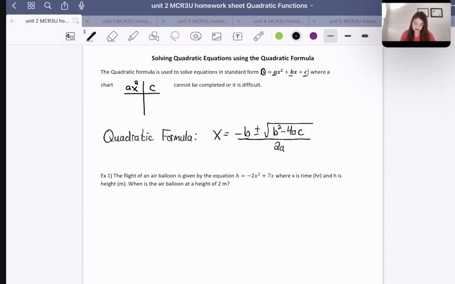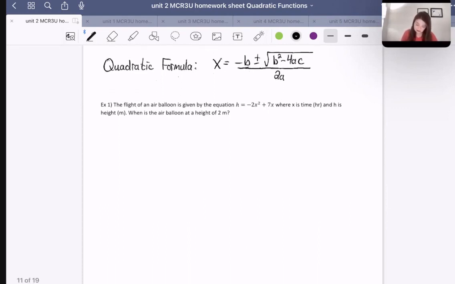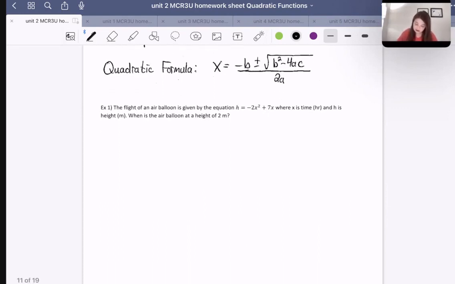It says the flight of a hot air balloon is given by the equation h is equal to negative 2x squared plus 7x, where x is the time in hours and h is the height in meters. When is the hot air balloon at a height of 2 meters? Okay, so first of all, we need to substitute 2 meters for the height. So our first step would be to say that 2 is equal to negative 2x squared plus 7x.